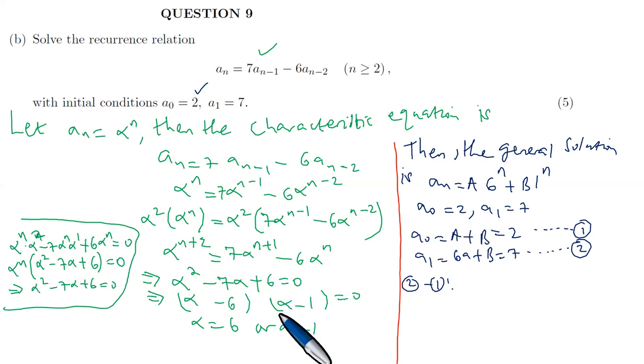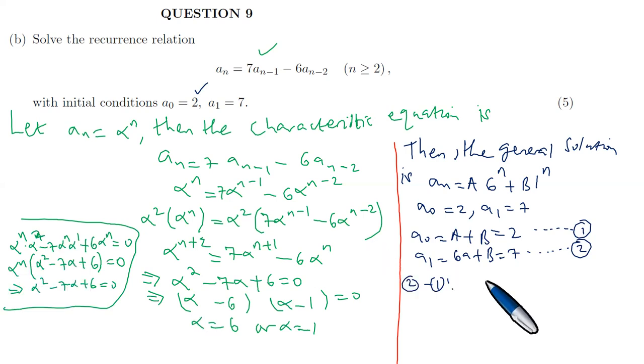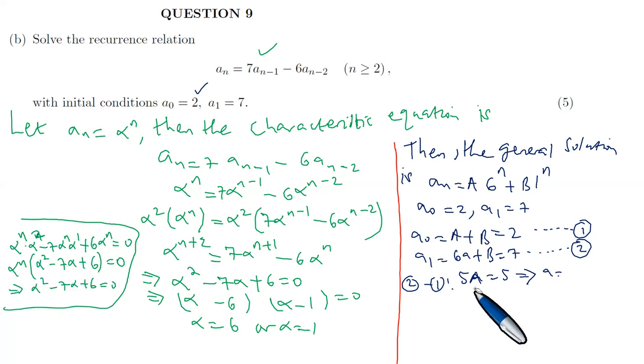All right. So from this, now we have the following. We have equation 2 minus equation 1, and can deal with them by elimination. 6a minus a is 5a. 7 minus 2 is 5. Dividing through by 5, we get that A, this is capital A, is exactly 1.